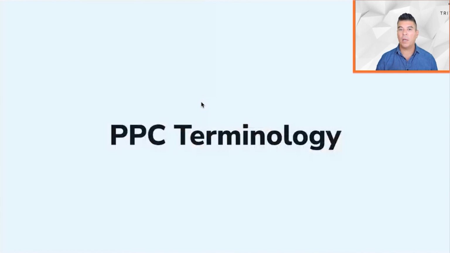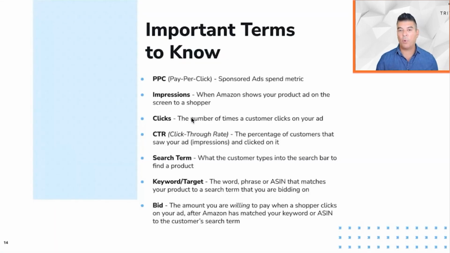PPC terminology, again, since this is a beginner's session, I want to just share some important terms that you're going to need to know. Obviously, we went over what PPC is, just pay-per-click. Impressions are when someone sees your ad, but they don't click on it, you don't pay for it, but they did actually see it, which is always good. Clicks is the number of times someone clicks on your ad, or it's just the action of a shopper clicking on your ad. The click-through rate is the percentage of customers that saw your ad, right?